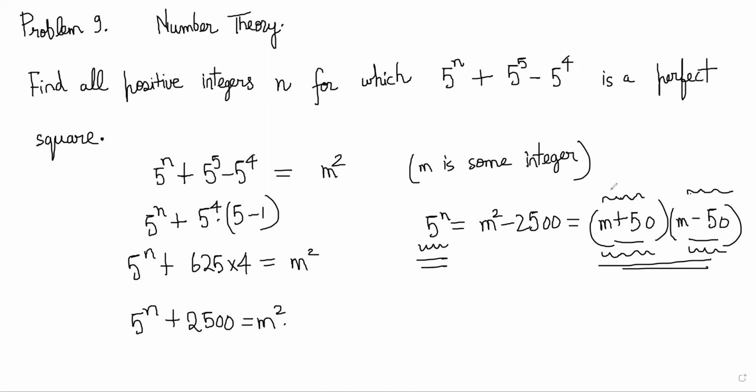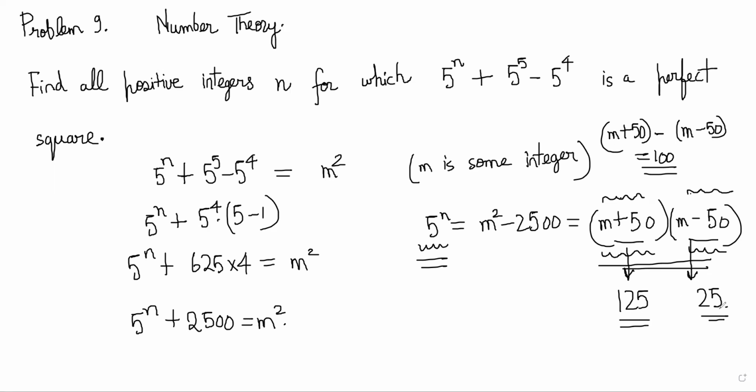Obviously, you can see here that these numbers differ from each other by 100. M plus 50 minus m minus 50 is equal to 100. So what are the powers of 5 that differ from each other by 100? Actually, there is only one possible option. This has to be 125 and this has to be 25. That is just common sense. There is no other set of powers of 5 whose difference is 100. Right? So by that, we know that this is 125, this is 25.